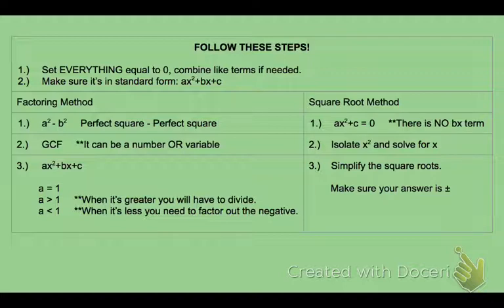But anyways, we're on the next page, the back side now, so the next 10 questions. Hopefully you're done with 1 through 10. Remember, always look for these two: set it equal to 0, combine like terms if needed, make sure it's in standard form, and then figure out which method you're using, whether it's factoring or square root.